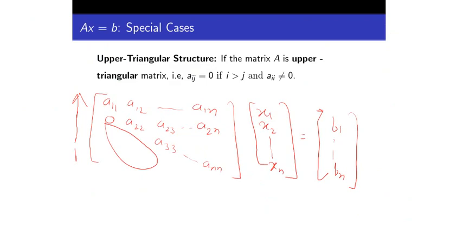If the matrix A is upper triangular, it means below the diagonal, all the other entries are zero. Okay, then we can say this is an upper triangular structure. And as I mentioned, for this matrix to be non-singular, all the diagonal entries should be non-zero. Again, the operation count, the number of multiplications and divisions, will be of order n square by 2. And here you start from the bottom.